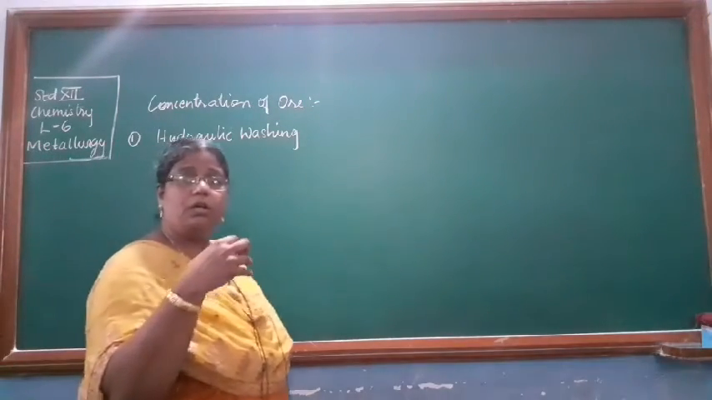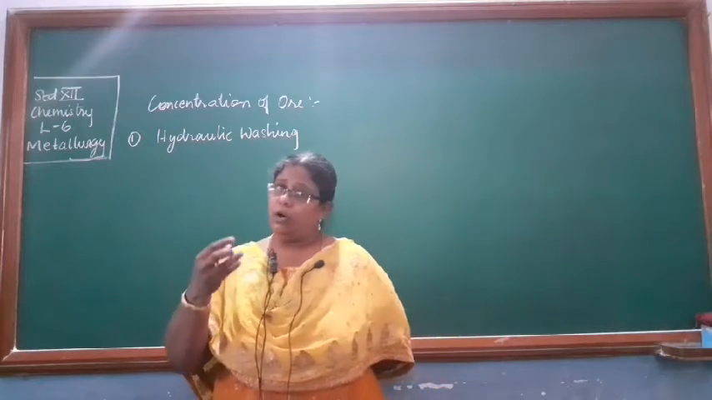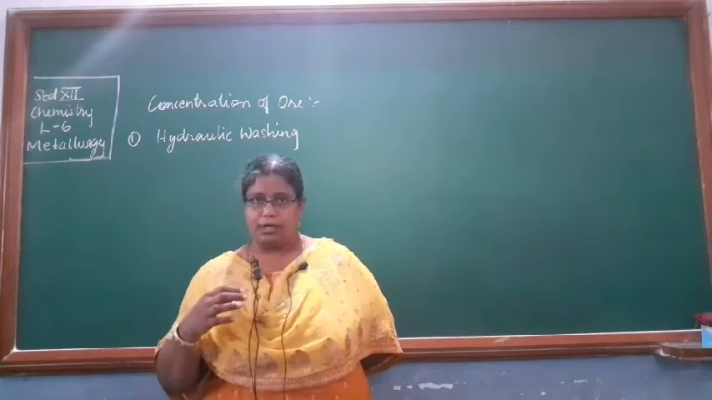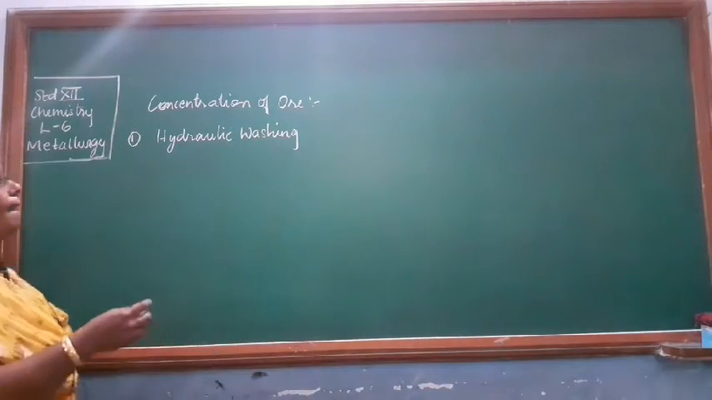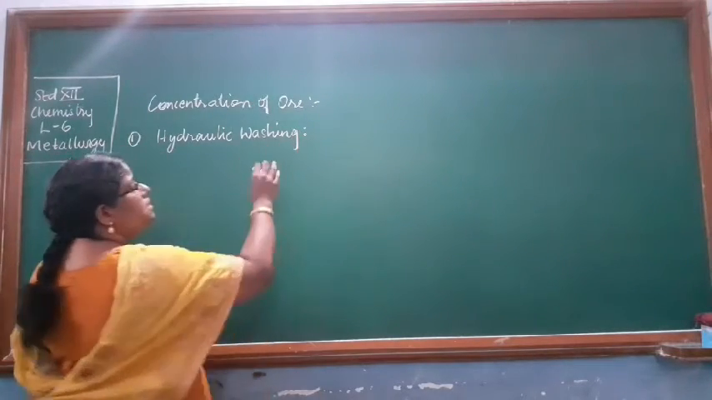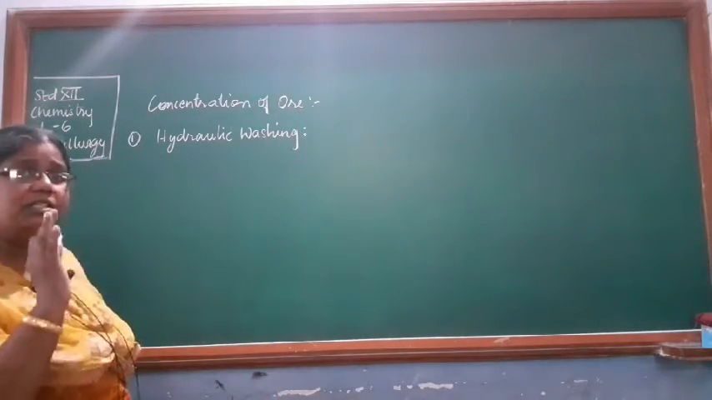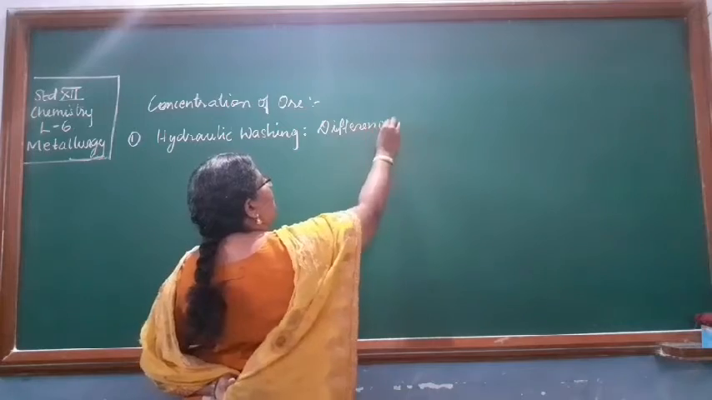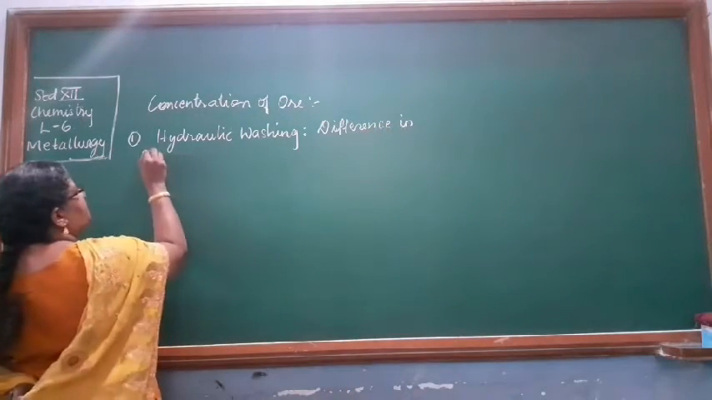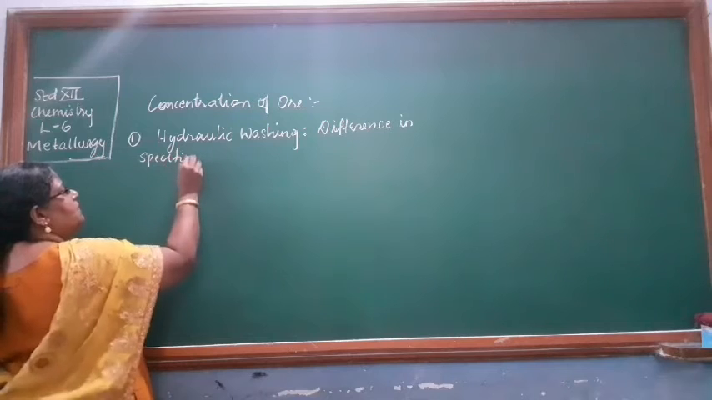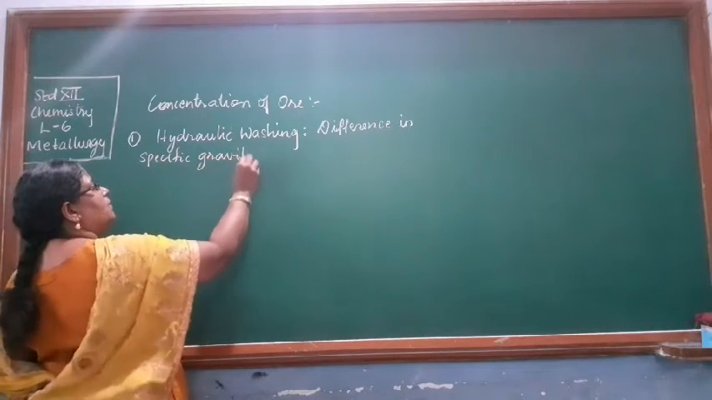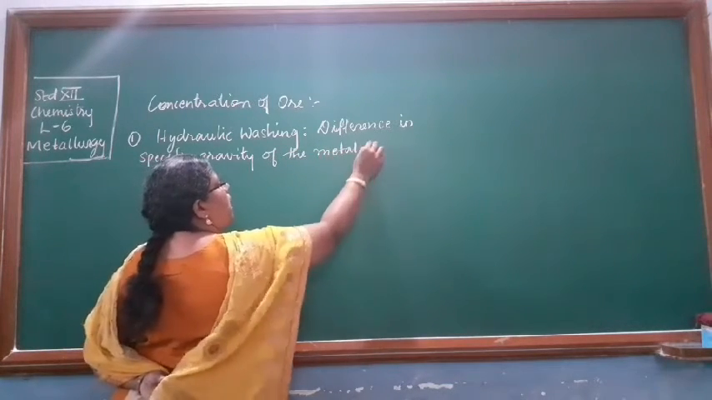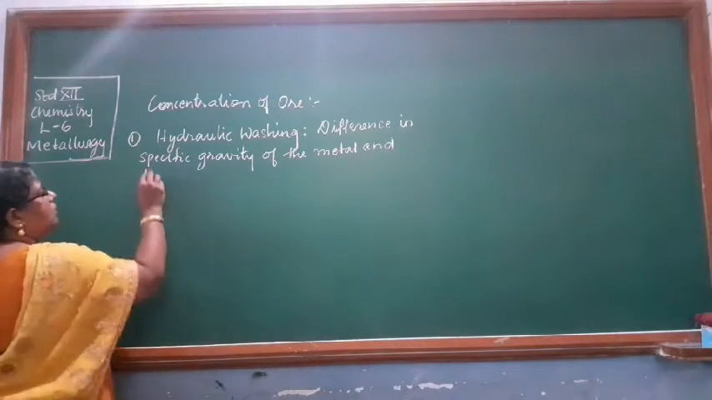You wash the ore along with the metal and the impurity. That is, an upward stream of water is allowed to flow through the ground ore, and you will find that the principle used in hydraulic washing is the difference in specific gravity of the metal and the impurity.